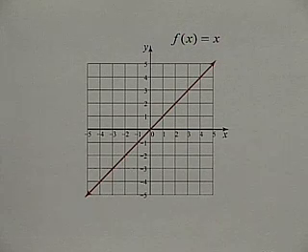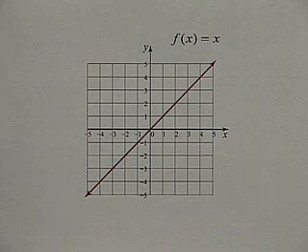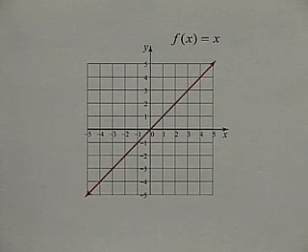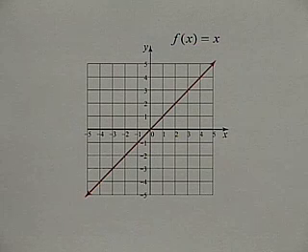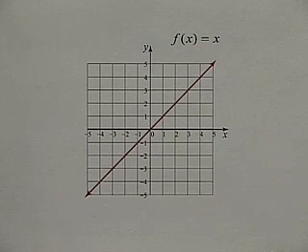Its domain is from negative infinity to infinity because it uses all the x values on the x-axis, and likewise its range is from negative infinity to infinity because it uses all of the y values on the y-axis. If we look at the intervals where it's increasing, it's always increasing, so from negative infinity to infinity this function is increasing, and likewise it's always continuous since there are no breaks in this particular function.